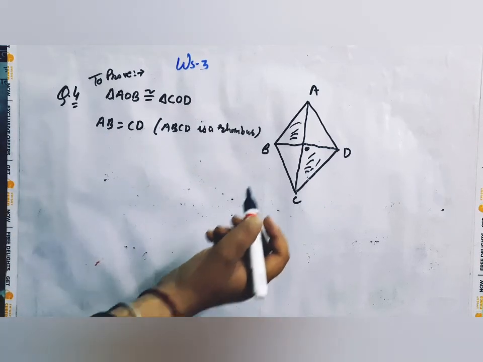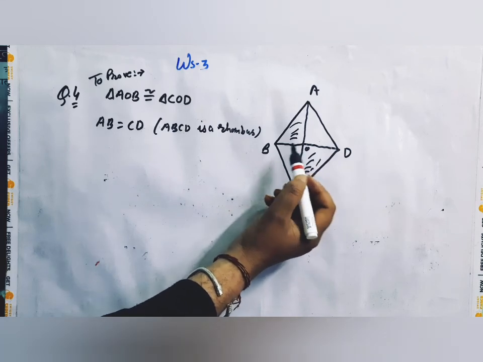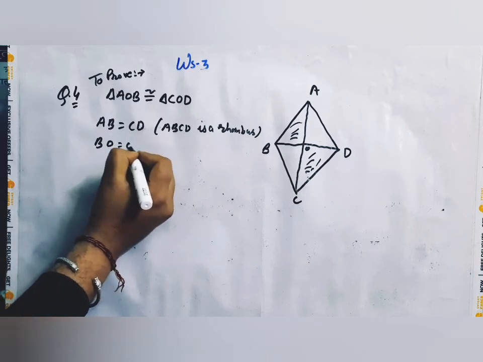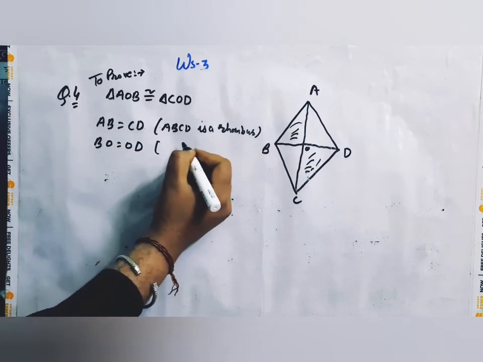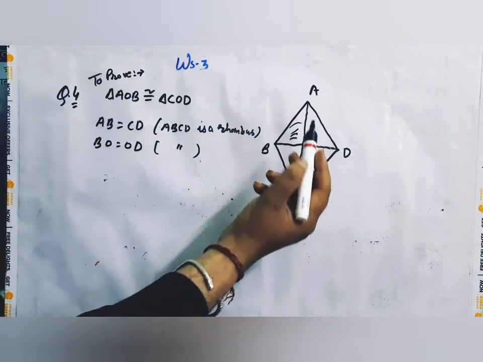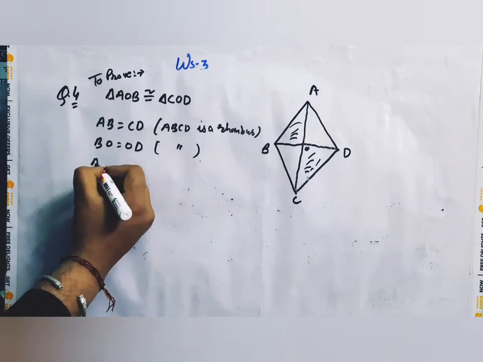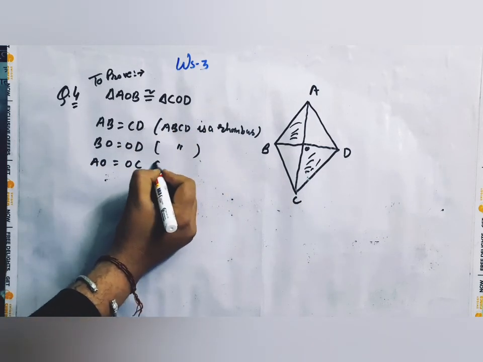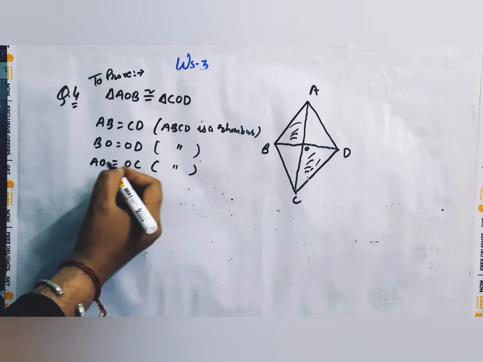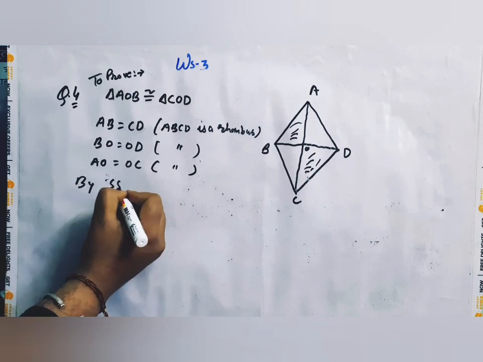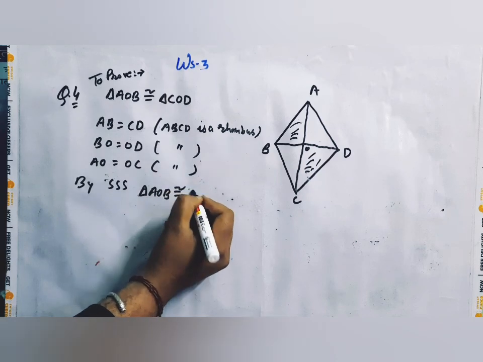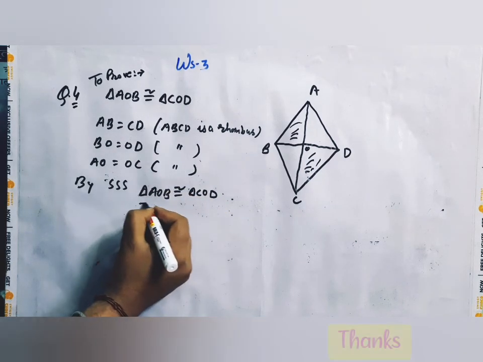Then second, we can take BO equal to OD. Why? Again, ABCD is a rhombus and in a rhombus diagonals bisect each other. Then AO equals OC. Here also ABCD is a rhombus and diagonals bisect each other. So by SSS, again, triangle AOB is congruent to triangle COD. This is your required answer.